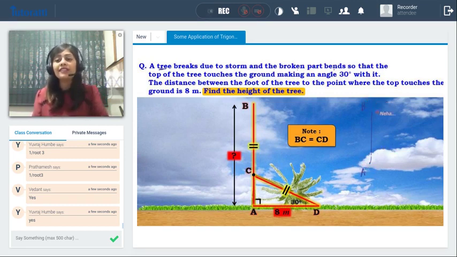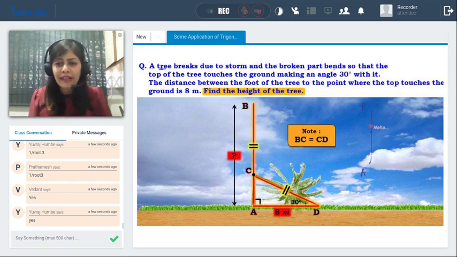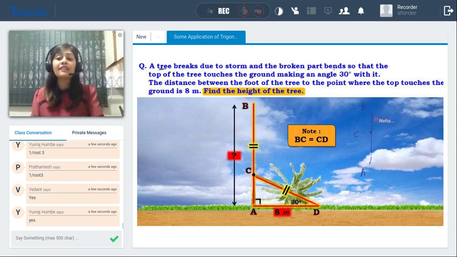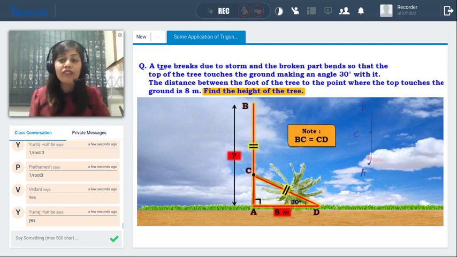Now I'm going to fix a point C where the tree is going to break. It's not told that it breaks at the midpoint or anywhere, so just fix some random point. Say this point C. At C, this tree is breaking, and now the broken part is BC. Pay attention, there's a difference between breaking and uprooting. The tree is not getting uprooted, so it is not going to fall from A.